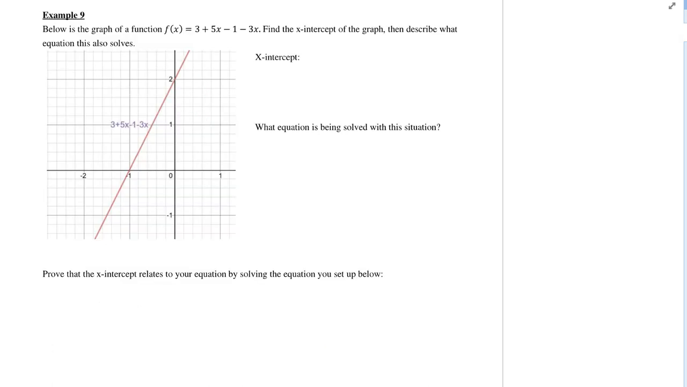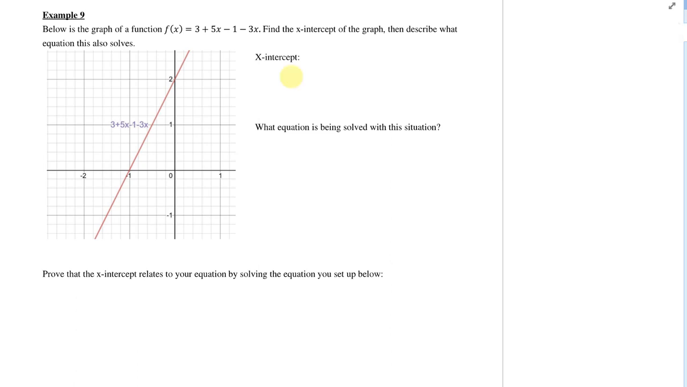So now I want to go to the next page, example 9, and I think you kind of have the idea behind this. So what I want you to do is find your x-intercept and then determine what equation is being solved in this situation, what the solution should be, and then I want you to prove it to yourself by actually doing it all below. So I want you to try to do this whole thing on your own and hit play when you're ready.